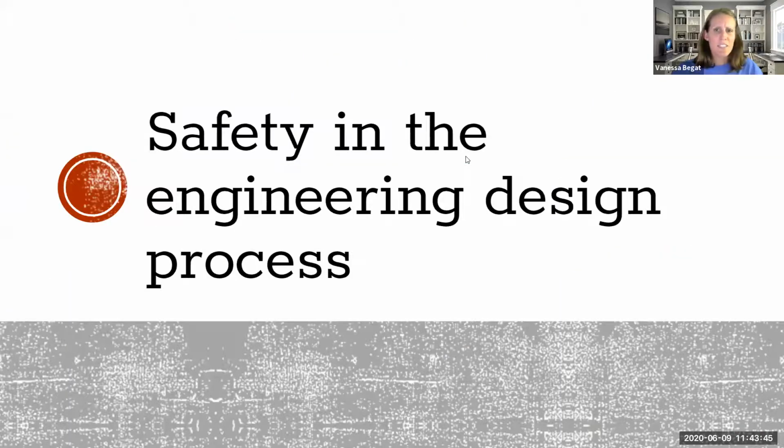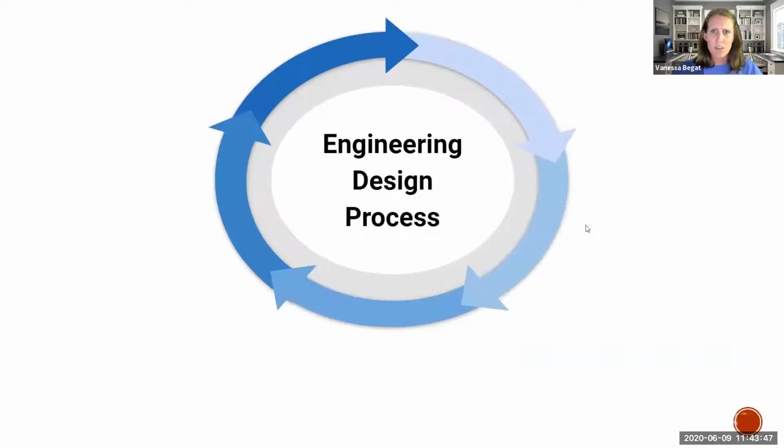Okay, so what about safety in the engineering design process? So we have our steps in the engineering design process. So identify the problems and constraints. Okay, so safety here is consider safety issues and generate solutions. So even in the brainstorming phase, you want to make sure that you're taking into consideration safe solutions.